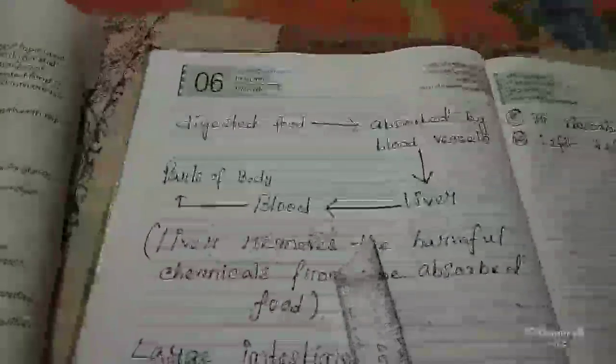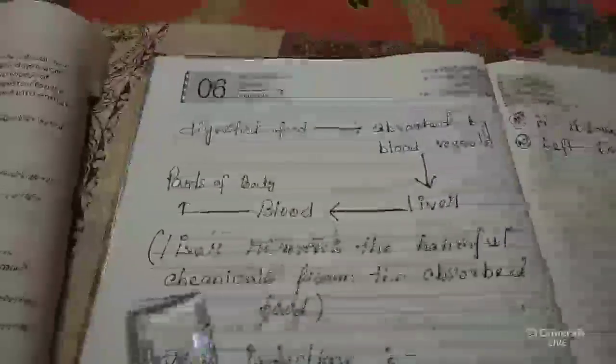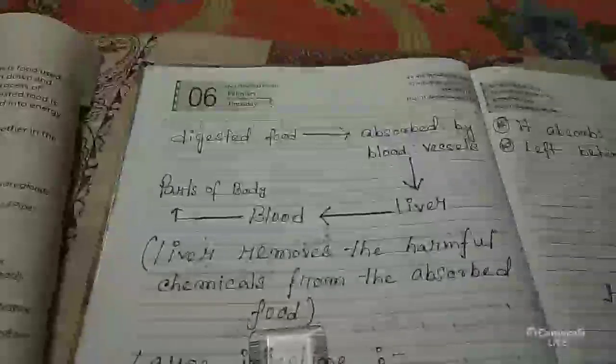What is happening in the liver? The liver removes the harmful chemicals from the absorbed food. Say by chance you eat a little amount of phenyl, what will happen? Nothing will happen, because a very little amount of germs may be present in your food. The liver removes the harmful chemicals from the absorbed food, but not a higher amount, because germs are not food, and phenyl is not food.